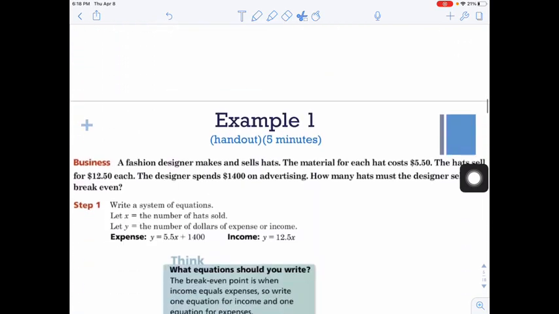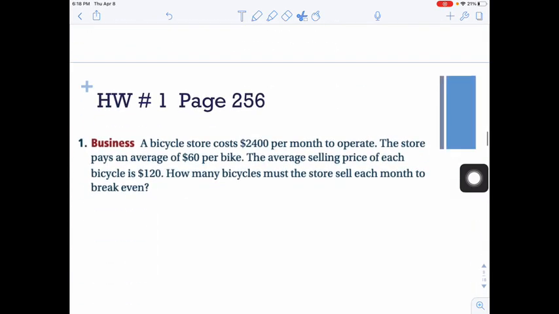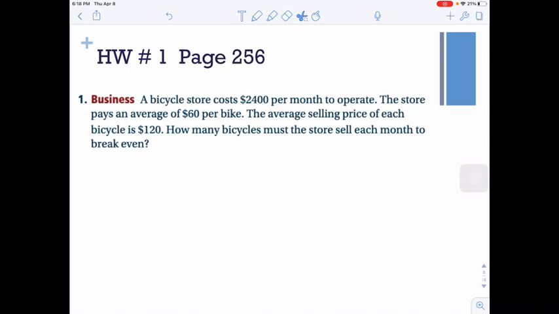The work for this problem is written out on the next few slides. And now I would like you to try homework number 1 on page 256. A bicycle store costs $2,400 per month to operate. The store pays an average of $60 per bike. The average selling price of each bicycle is $120. How many bicycles must the store sell each month to break even?